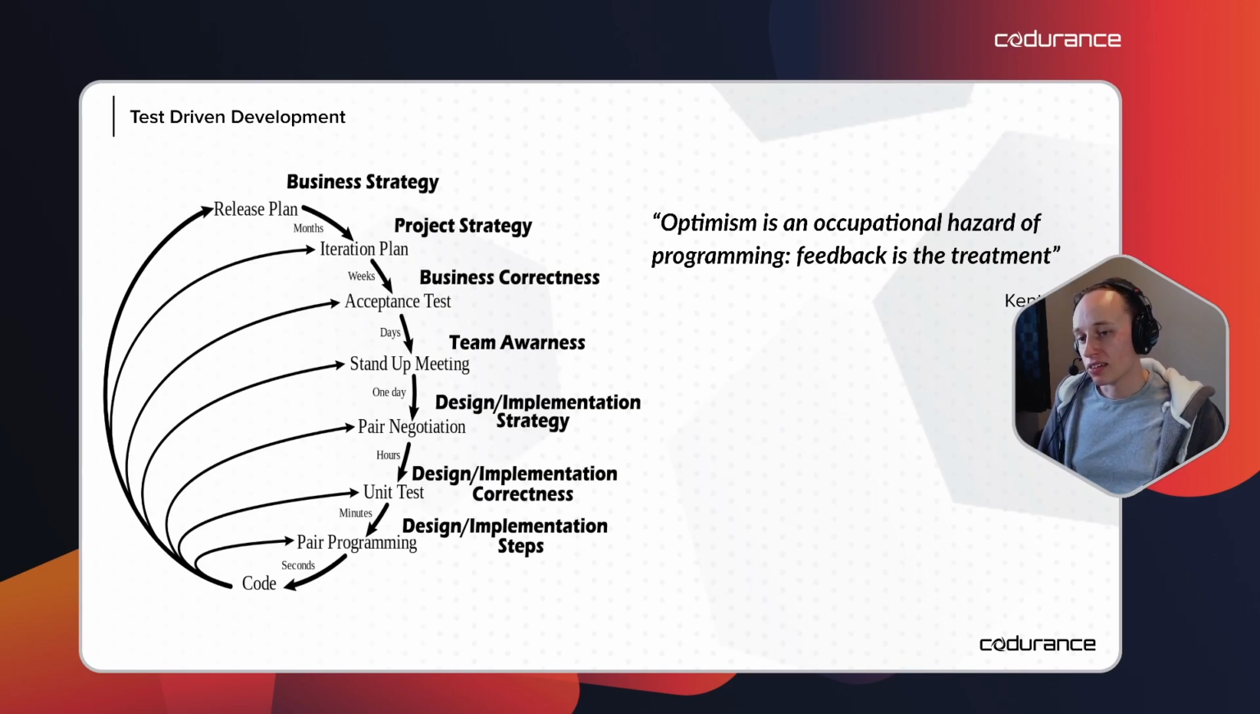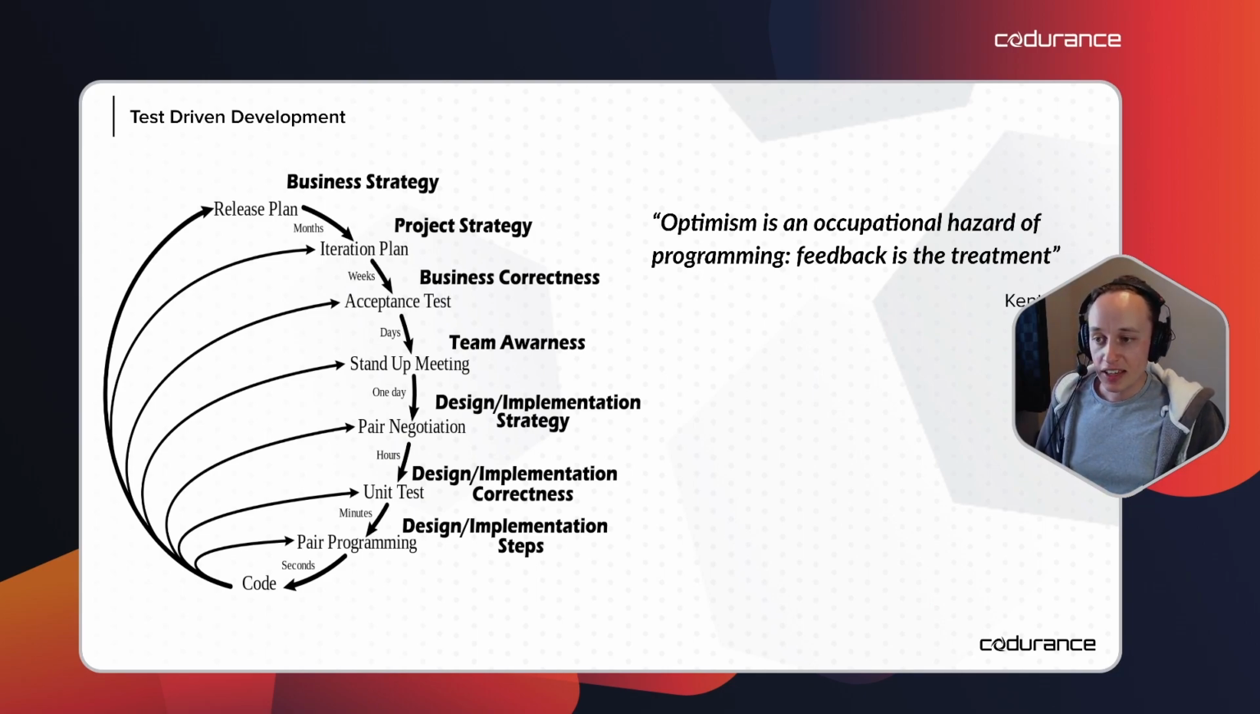So when we talk about the feedback cycle, I think this is a really useful diagram to discuss that. This is from Kent Beck. And it sort of talks about the speed at which different methods give us feedback, right?